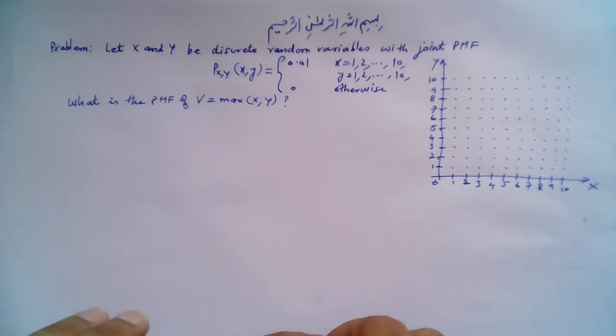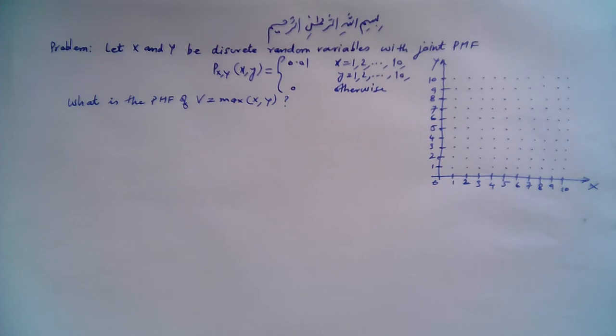So we have a problem here. Let x and y be discrete random variables with the joint PMF, which is given below. P(x, y) is equal to 0.01 for values of x from 1 to 10, and values of y from 1 to 10, and this is 0 otherwise. So what is the PMF of V is equal to max of (x, y)?